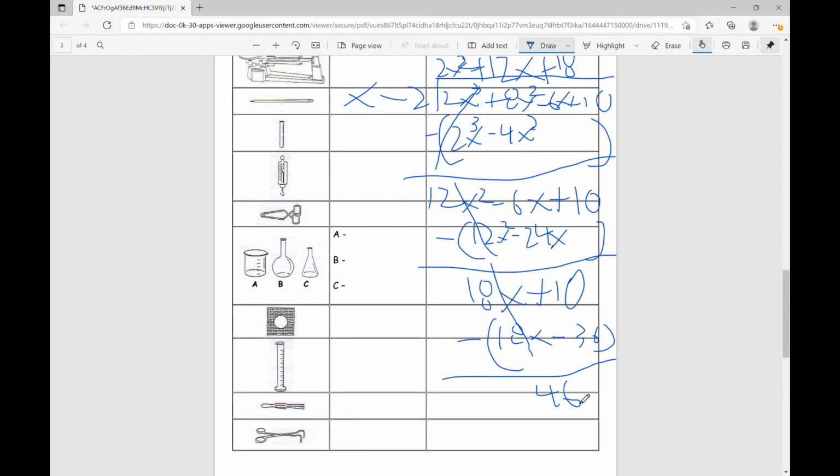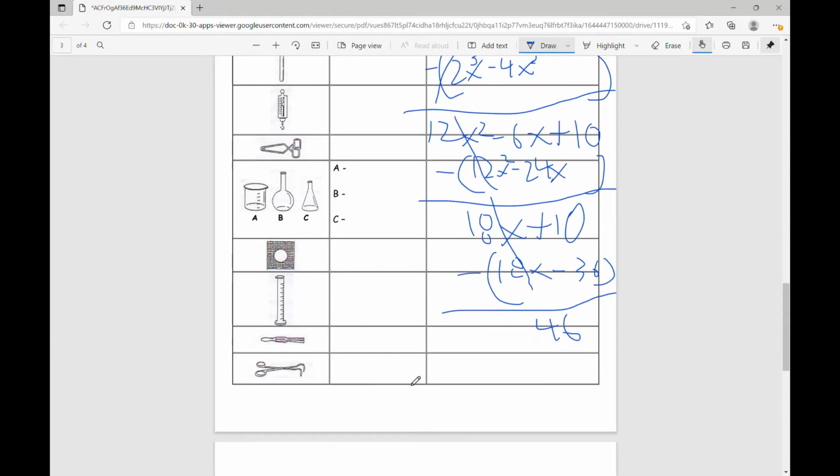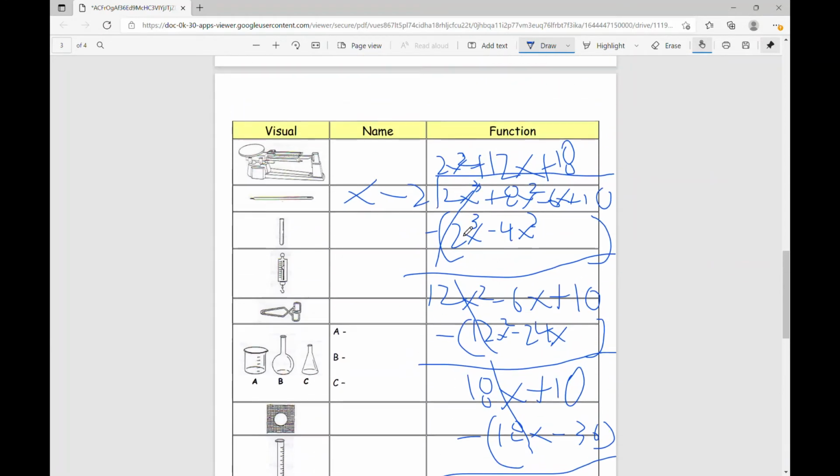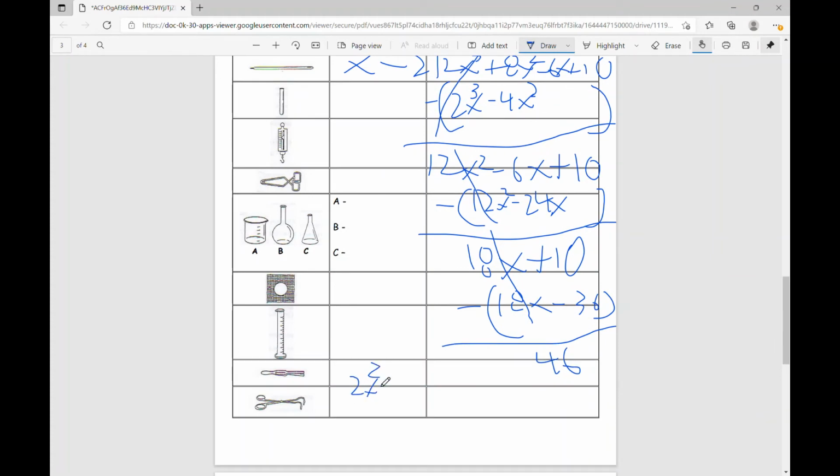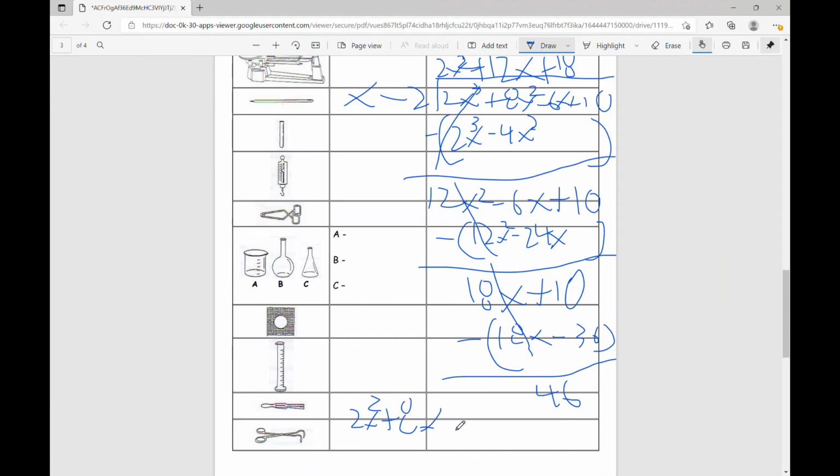Notice that we do get a remainder. So what do you think we need to do when you get a remainder? We need to write it as a fraction. So let me just rewrite whatever we have so far. 2x squared plus 8x plus 16, right? Was it 16? No, plus 18.